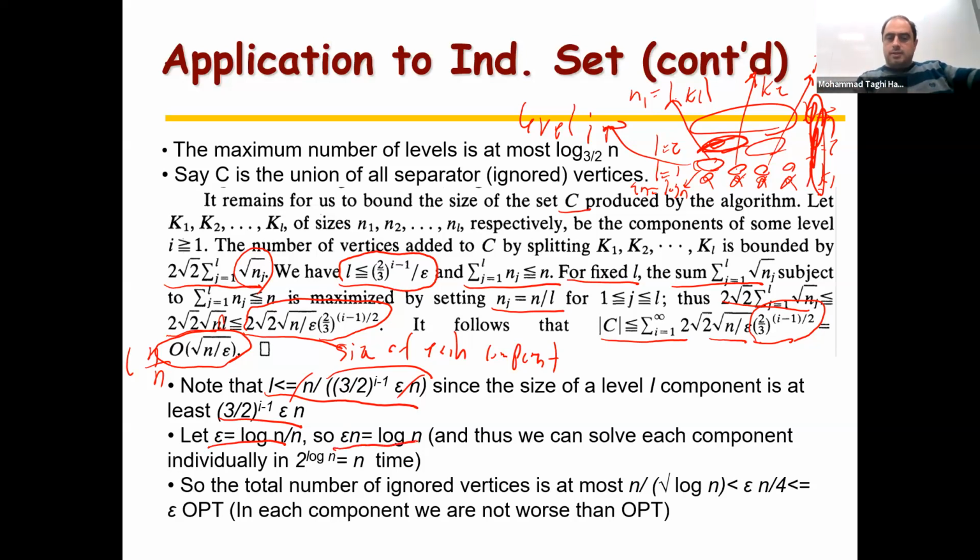And as I mentioned, this was important, that on each of them I can find the optimum solution in 2 to the log n, which is order n. Now, what is the total number of ignored vertices? I want to see that C was essentially small. The total number of ignored vertices in this case, I know that it is n over epsilon, so here, n over square root of log n.